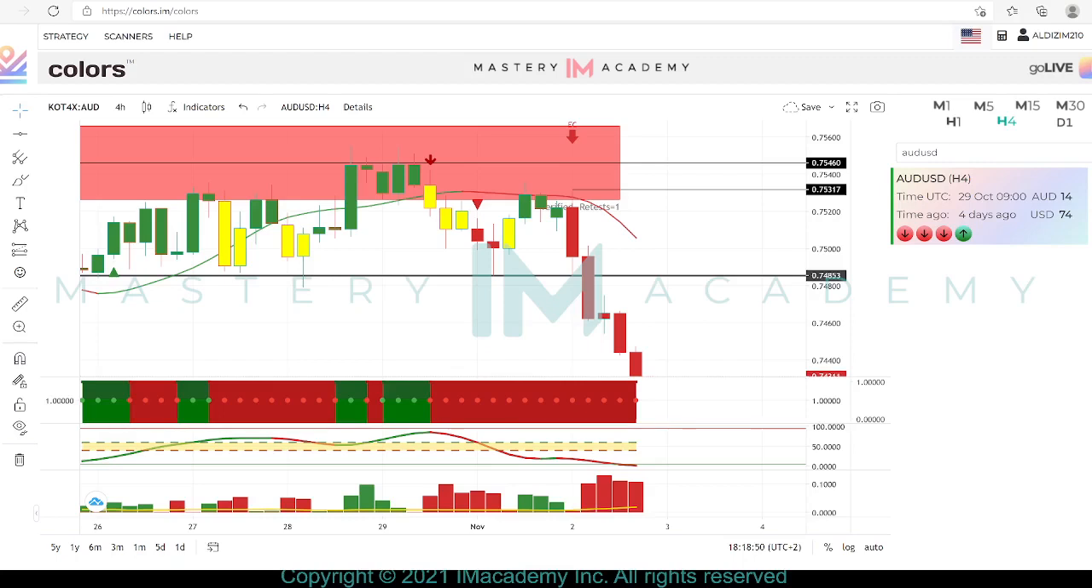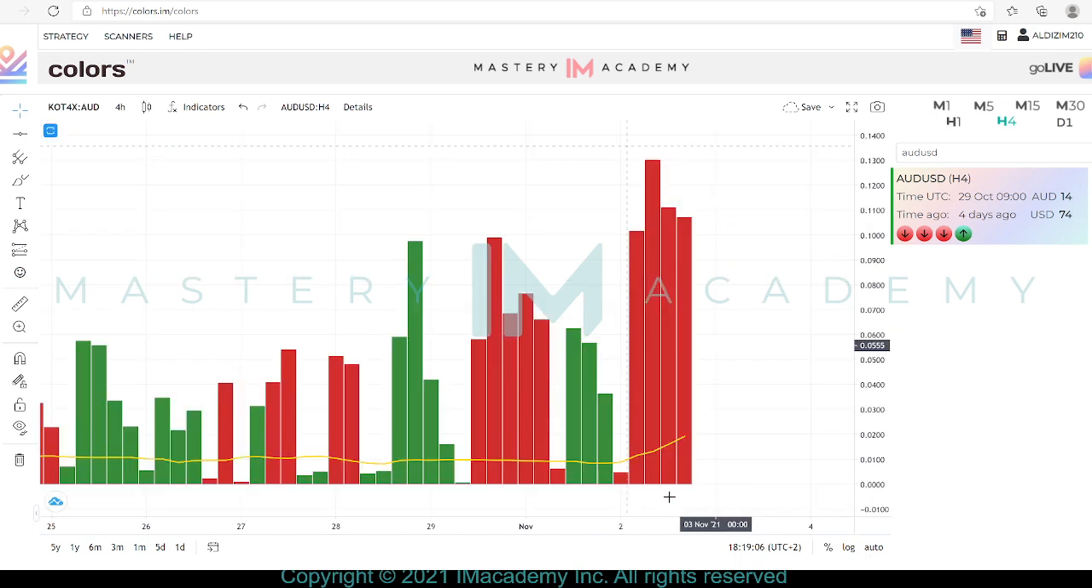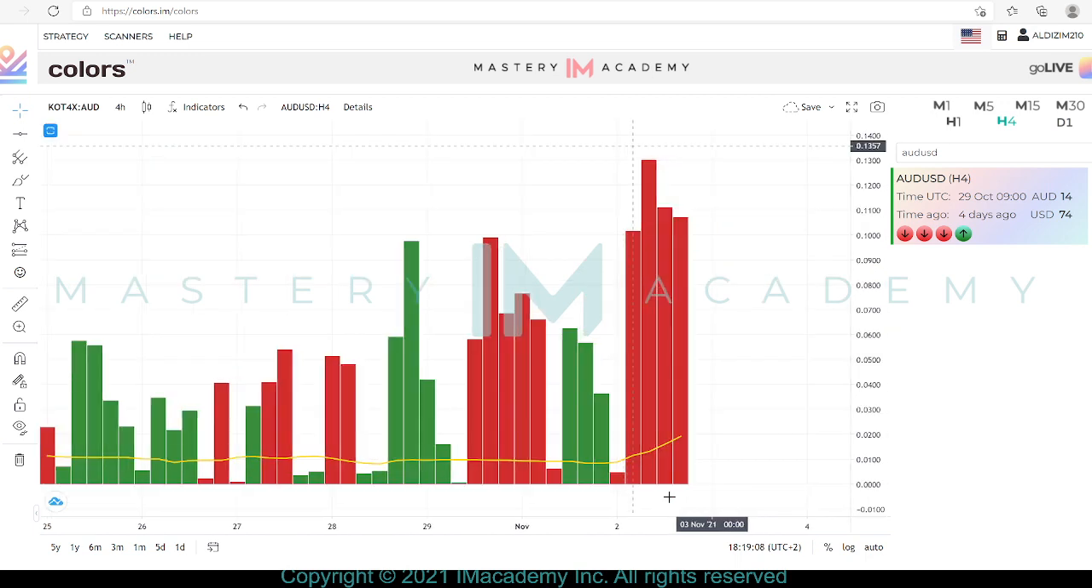Welcome to Colors Basics. In Module 1.8, we're going to discuss volume and how you know your trade is in momentum. Let's get started. In Section 4 of Colors at the very bottom, you're going to see green bars, red bars, and a yellow line. So I'm going to actually highlight this area and discuss what this means.